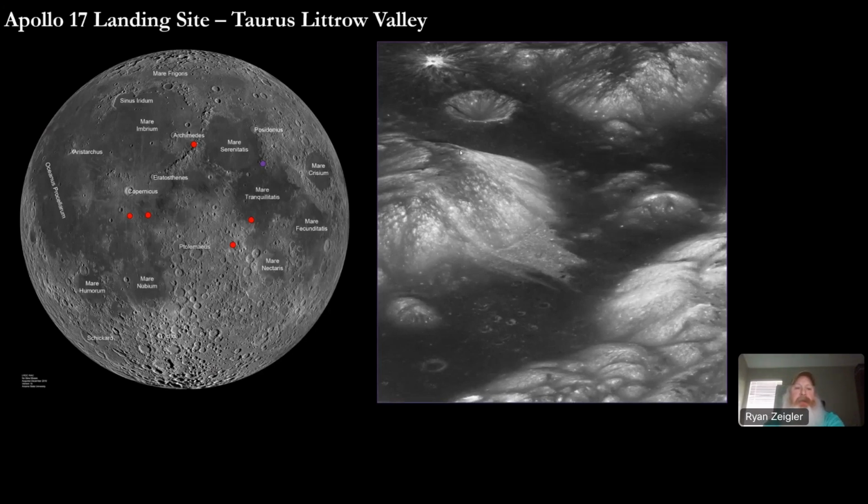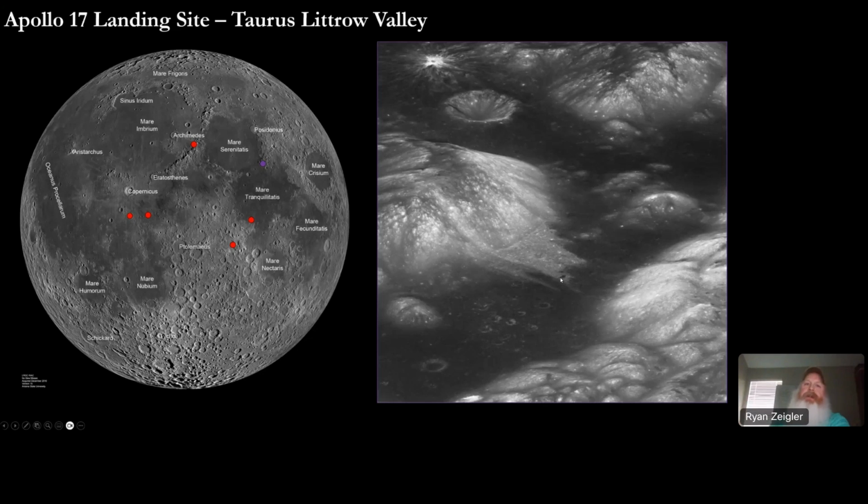Here you can see an oblique view of the Taurus-Littrow Valley, where the astronauts came in and landed on the mare fill at the bottom of the valley, somewhere over in here. The point I want to show here is that there is a diverse geology at the Apollo 17 site. You've got the mare fill in the bottom. You've got the highlands, really basin deposit massifs in the south and the north. You've got the sculptured hills. You've got the landslide deposit.